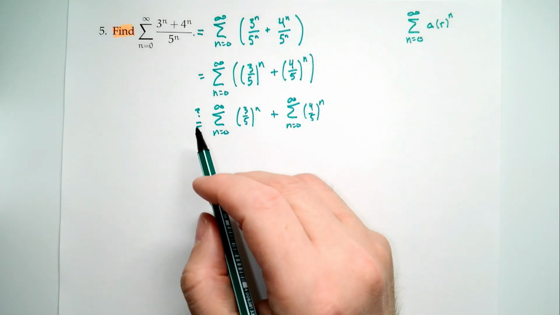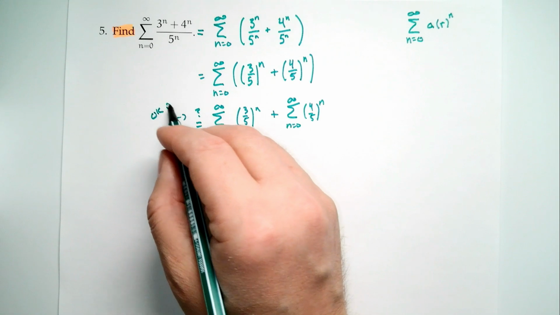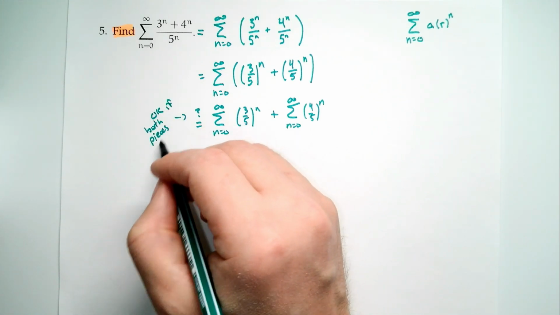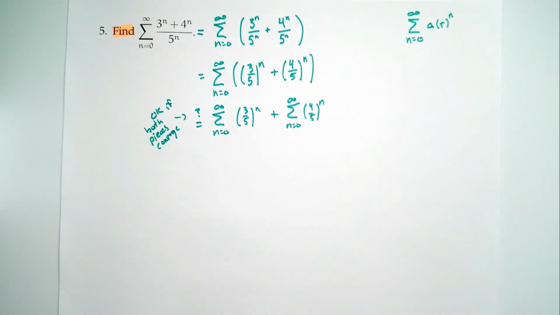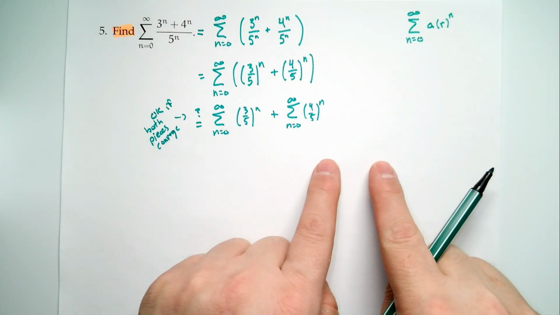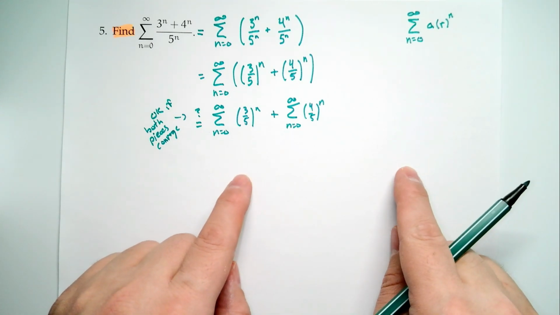But are we okay? And the answer is yes, we're okay if both the pieces converge. So as long as the individual pieces converge, then we're fine. That's one of the basic rules of limits. It says if I have a limit of two things being added together, I can take the limits individually as long as each one works.